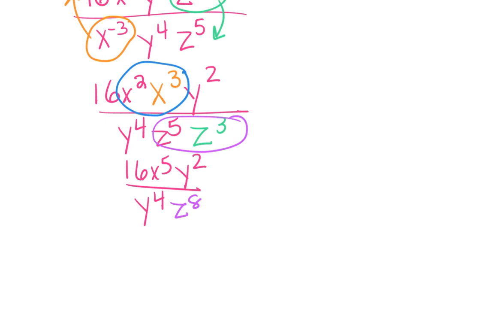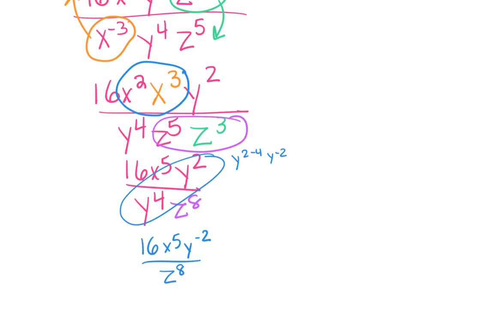All I have left to simplify here is the y's. y to the 2 minus 4 is y to the negative 2nd power. 16x to the 5th y to the negative 2nd power divided by z to the 8th. Bring this back down here, and my final answer is 16x to the 5th divided by y squared z to the 8th.